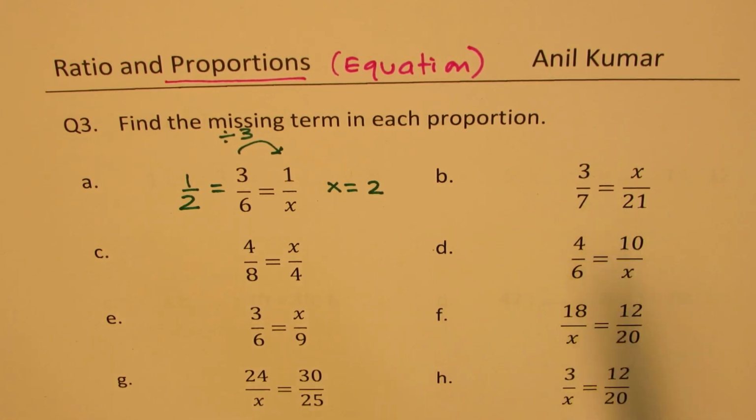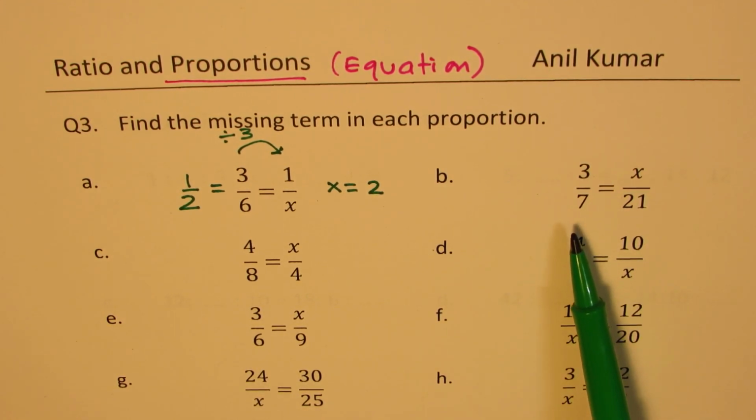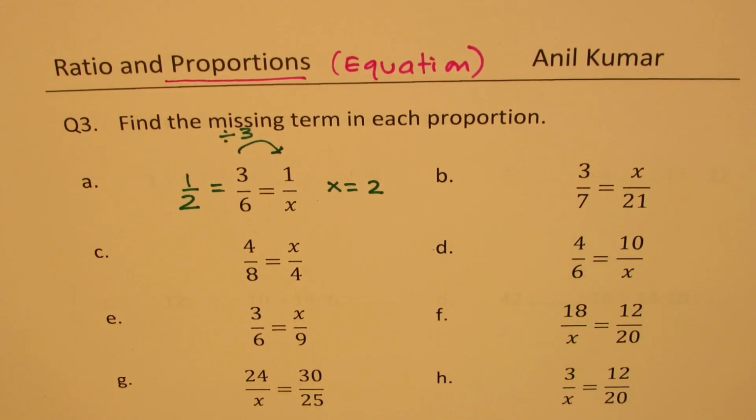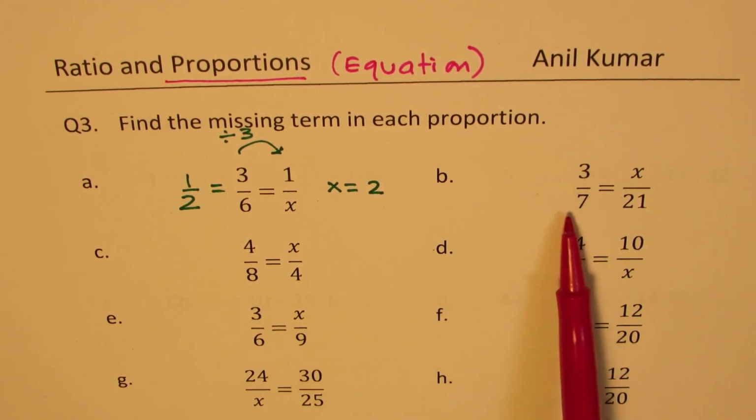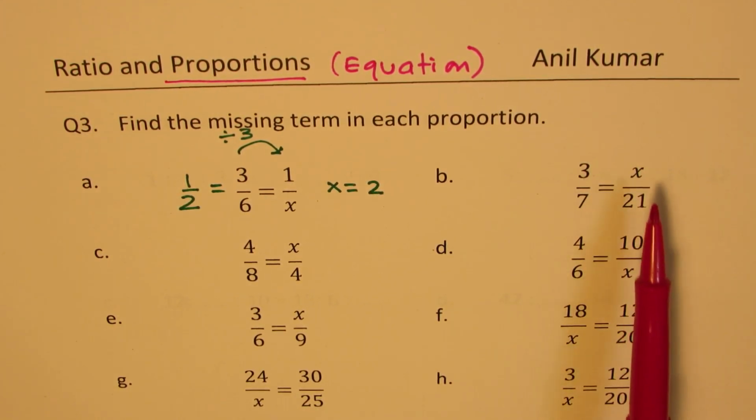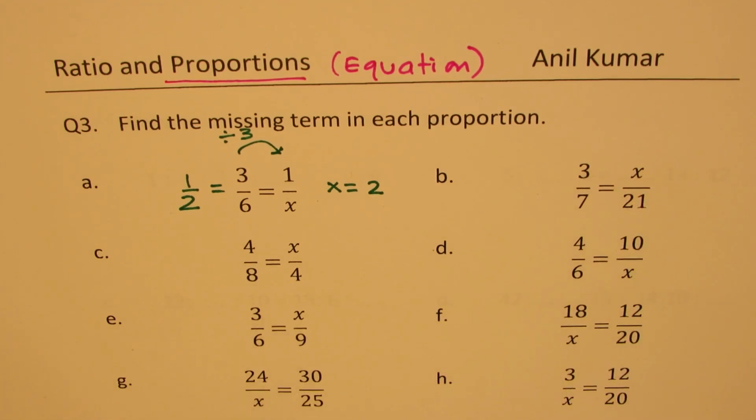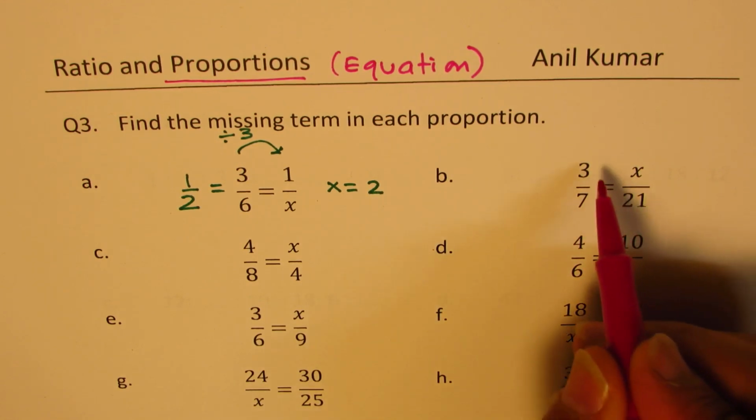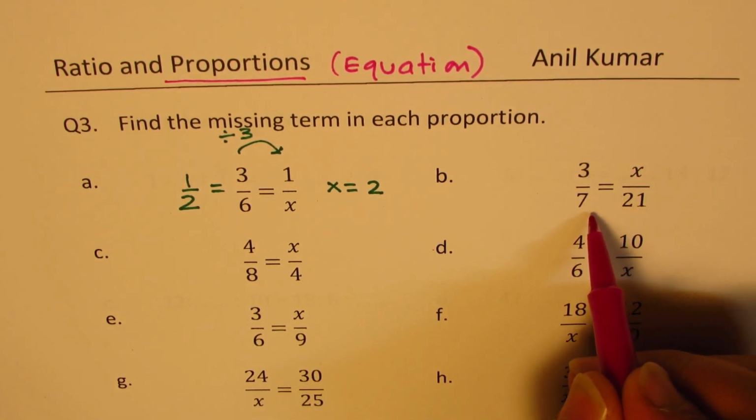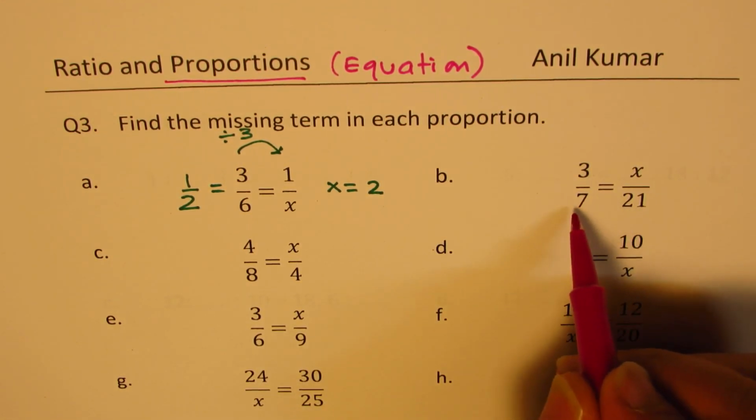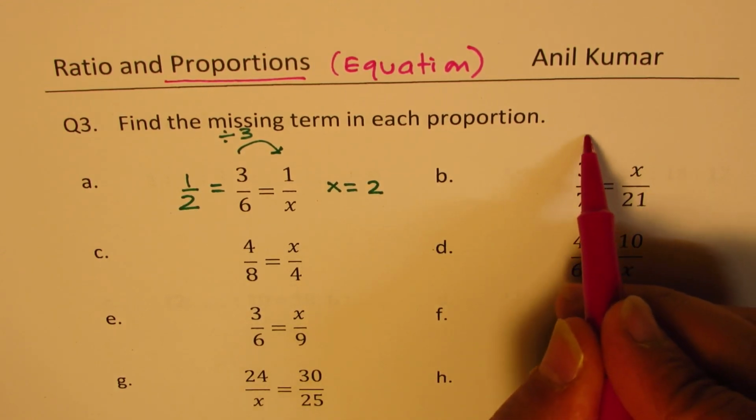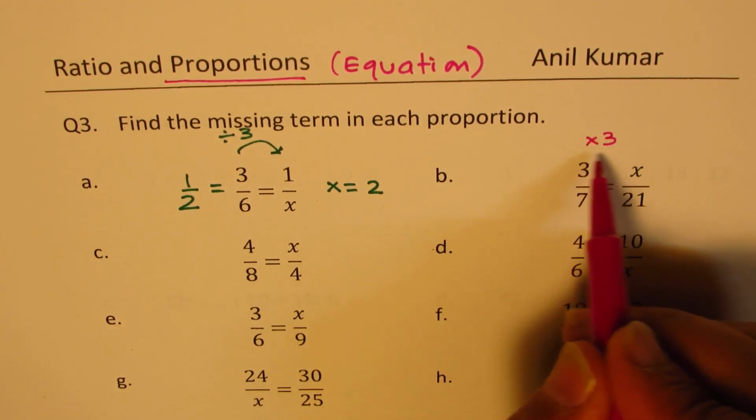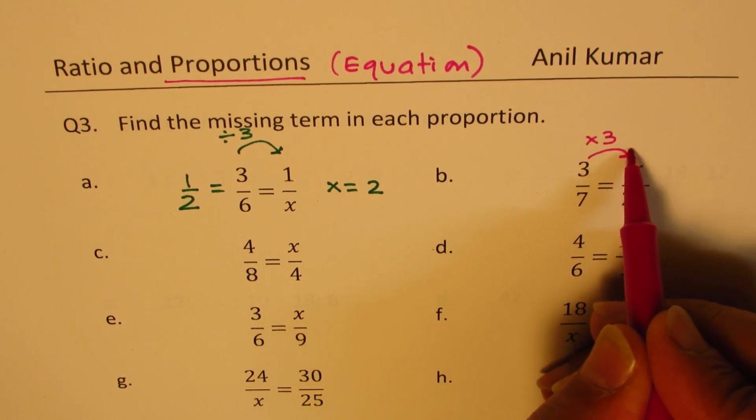So that is how we are going to do this exercise. Here is another example. I'd like you to pause the video and solve it. Now in this particular case, 3 over 7 equals x over 21. We need to find the value of x. Now, from 7, how do you get 21? Well, to get this, I have to multiply by 3, since 7 times 3 is 21. So we do times 3, correct? To get from here to there.